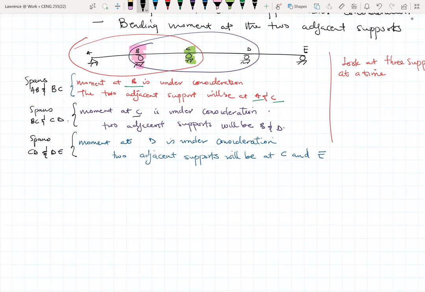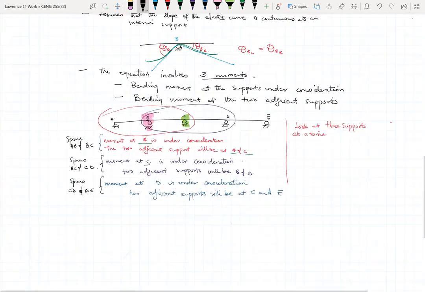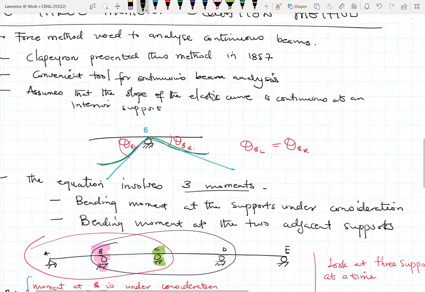Okay. So if you look at span AB, or segment AB, and then segment BC, the common point between the two spans will be B. So in that case, B becomes our point under consideration. That's the reason why I'm going over this, because at some point we'll need that understanding to derive equations for the three moment equation method. Okay. Was there something else I added? Yeah. So this here, which is very important.